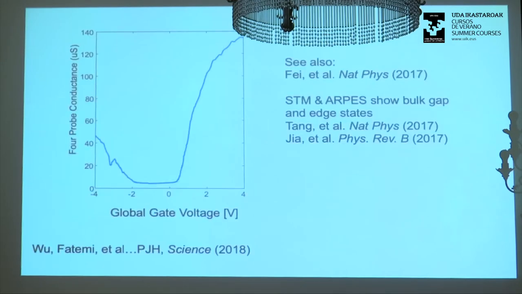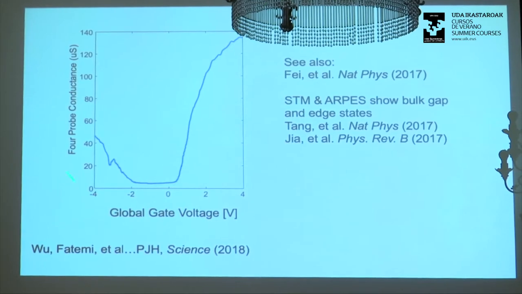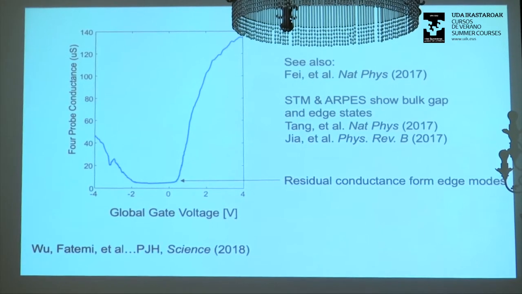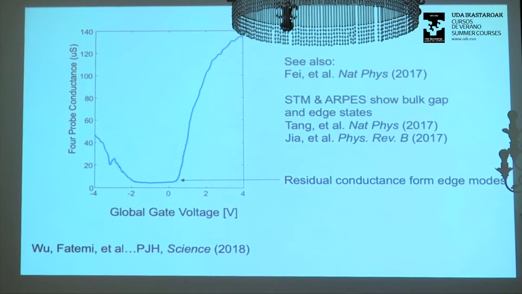So let me show you already some data. If you measure the four-probe conductance of monolayer WTe2 versus gate voltage, when the chemical potential is in your conduction band, you have large conductance. In the valence band, large conductance. In between, you have this plateau, and this plateau is not at zero. This is like a semiconductor curve, except that in regular semiconductors, this goes to zero and then comes back up. Here, this thing saturates at a finite value. That residual conductance comes from edge modes, and it was similarly seen by this group. So then we decided to do a more special measurement to probe exactly that edge mode.